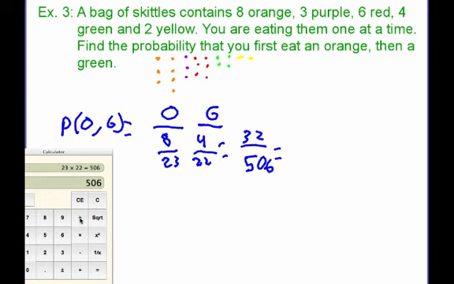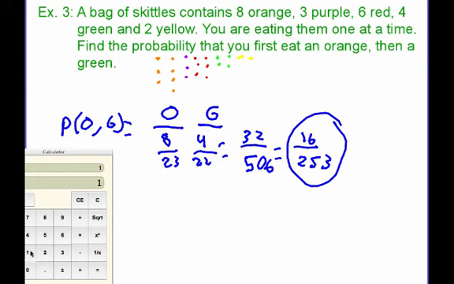Let's see, I don't think this is divisible by 4. Nope. So these are both divisible by 2. That's 16. 506 divided by 2 gives me 253. So my probability is 16 over 253, which is roughly 0.06 or 6%.